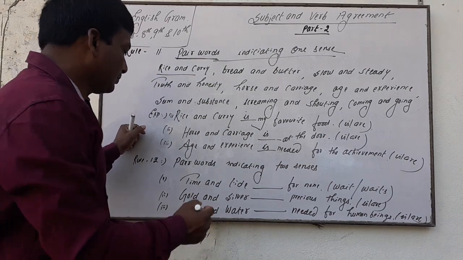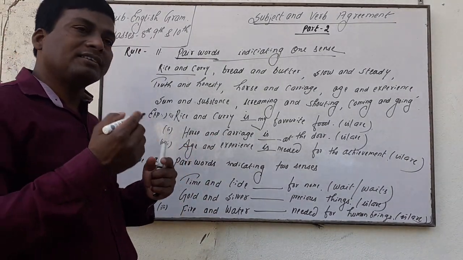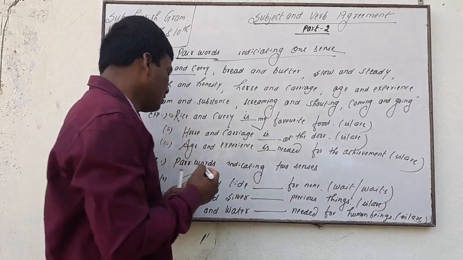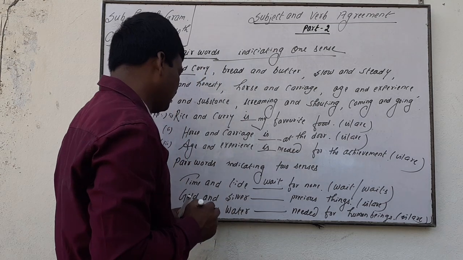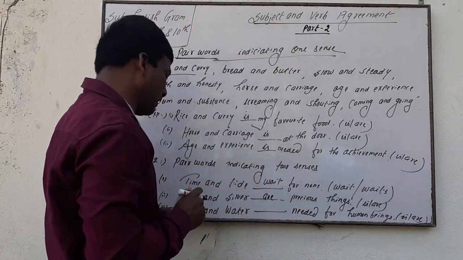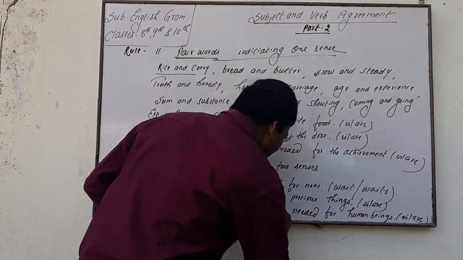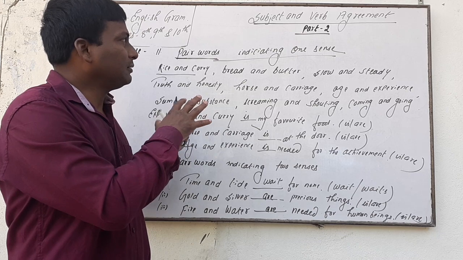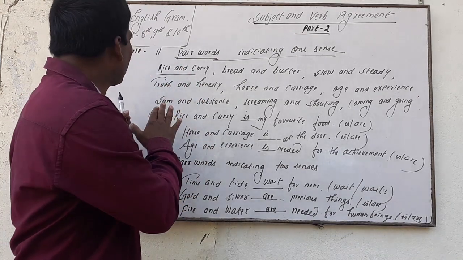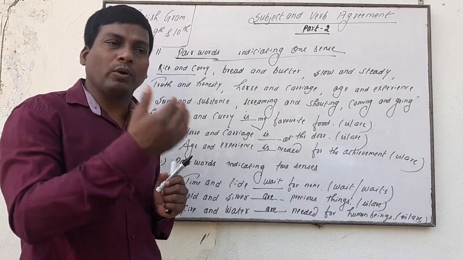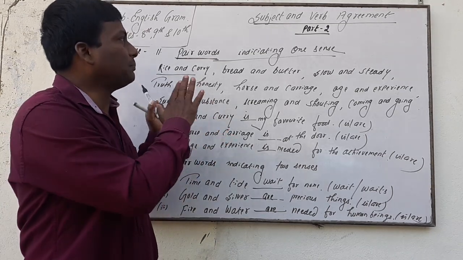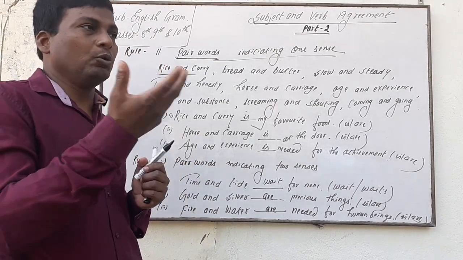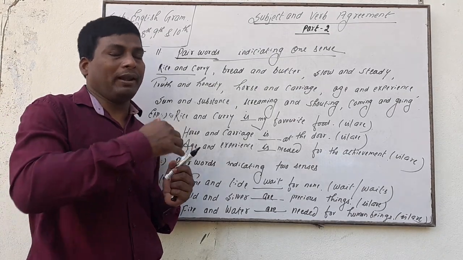So time and tide, pair words indicating two senses, gold and silver indicating two senses, fire and water indicating two senses. So the verb will be plural. Time and tide wait for none, gold and silver are precious things, fire and water are needed for human beings. Any problem? I hope there will be no problem in this subject and verb agreement. Now we have completed up to rule number 12. And students, part-wise, I will give you the total rules of subject and verb agreement. So I hope you will practice, you will prepare, and you will do some work. If you have some grammar books, then in my next video, I will continue it. Thank you.